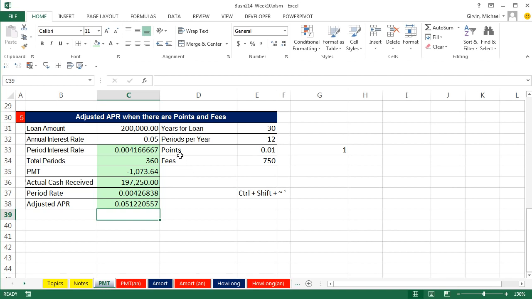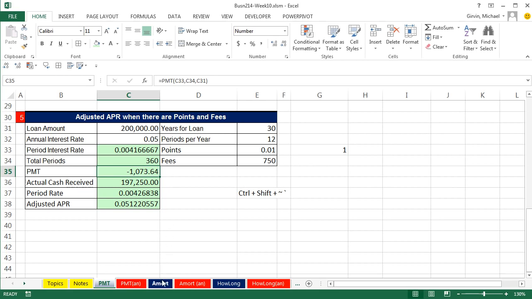Not only that, but you want to remember that this $200,000 that we borrowed, part of that went to pay off the points and the fees. Whatever was left over was what we were allowed to use for our house. Now, here's our PMT, and it's based on the whole amount, even though we had to break that apart, pay some fees, and pay the house. That $1,073.64. We're going to send that amount in every month.